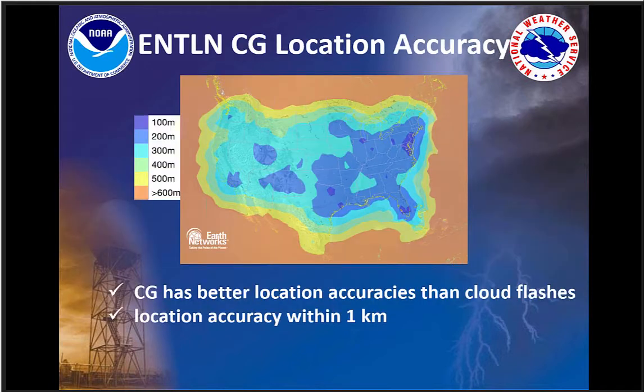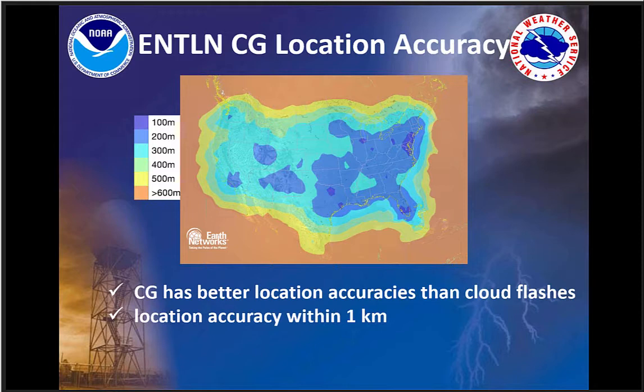The other question, or the other metric that's important for the lightning network and lightning data, is the location accuracy. So the CG location accuracy, which is something that we're most concerned with for public safety and other applications, is shown here. And you can see that in some of the densest station areas it's less than half a kilometer, but generally across the CONUS, location accuracy is within 1 kilometer.